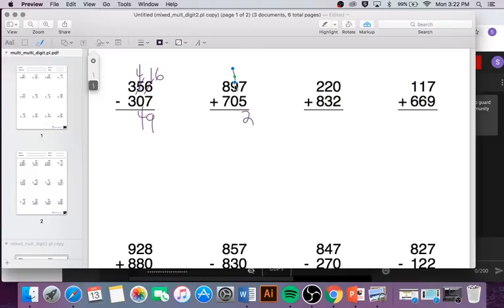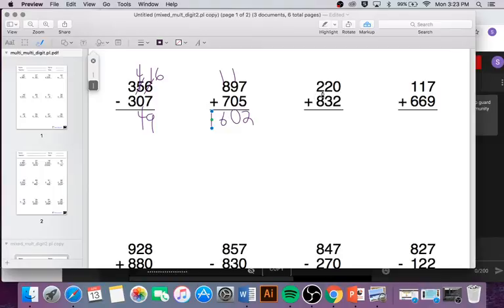We move over to the tens column. We have 9 plus 0, which is 9, plus 1, which is 10. So we put down the 0 from the ones column, and we carry the 1 from our tens column. Now we have 8 plus 7, which is 15, plus 1 is 16. We put down the 6 from our ones column, and we put down our 1 from our tens column because we don't have anything else to add it to. So our answer to 897 plus 705 is 1,602.